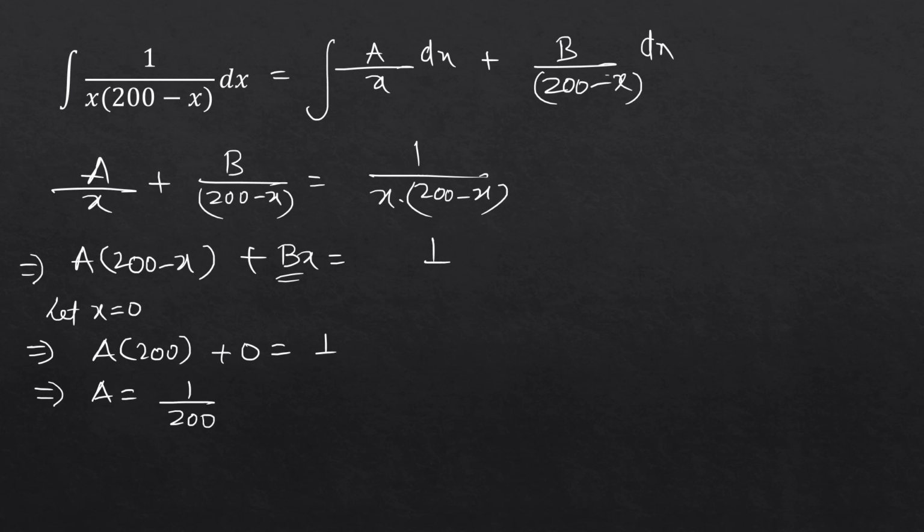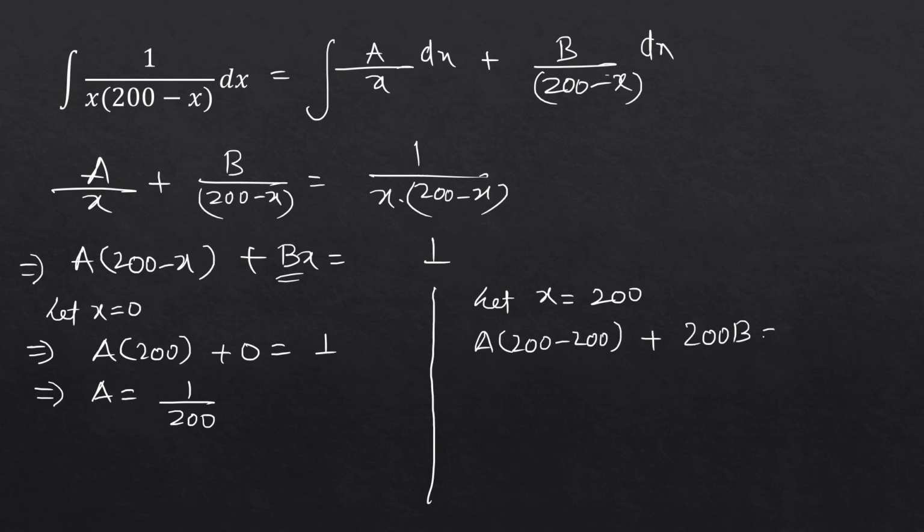Similarly, to get rid of this a, I have to put let x is equal to 200 and see what we are going to get. So we will have a times 200 minus 200 plus 200b is equal to 1. It implies that this will be 0. So we will get 200b is equal to 1. It implies that b is equal to 1 over 200. So that's good. We have got the same quantities, a and b both are equal. Next step is to find their integral.